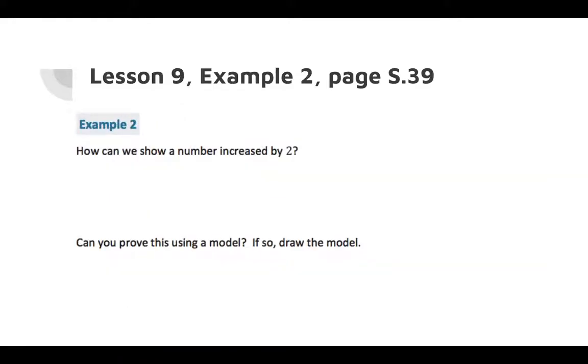Okay. How can we show a number increased by 2? Let's think about that. A number increased by 2. This can be shown as a plus 2 or 2 plus a. Okay, remember, when we're saying a number, and we don't know what it is yet, we can place a variable there. Right? So a plus 2 or 2 plus a.